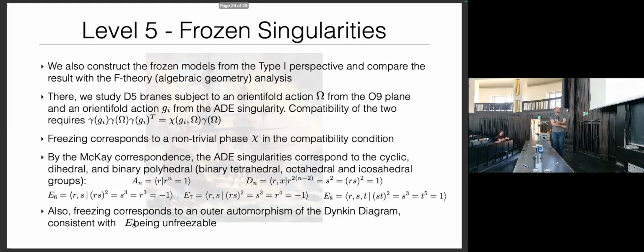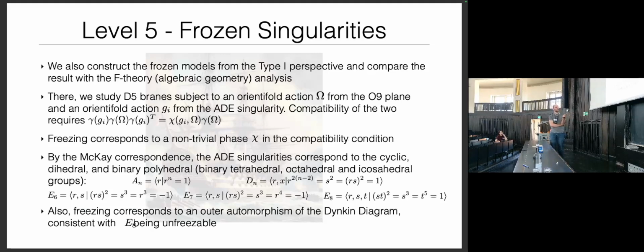And finally, we also explain from the type I perspective, and we work out how to read off the matter spectrum in the frozen theory. Essentially, this had been understood for A_N, so we did it for the D and the E singularities. What this freezing comes down to is you have these actions gamma_i, which are just the orbifold actions of the ADE generators. You have this representation of the orientifold action, and if you transpose this, it has to be equal to the orientifold action up to a phase. If you turn on this non-trivial phase, setting it equal to -1, you freeze, and if you set it equal to +1, you don't freeze.